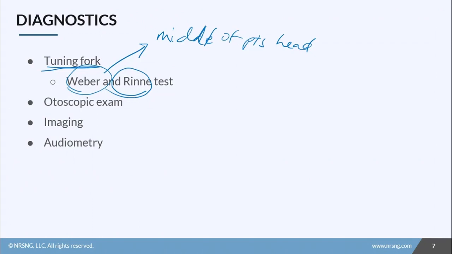When it's no longer heard, we move the tuning fork to in front of the pinna, and this tests the air conduction. The patient is again asked when the sound is no longer heard. Normally, sound is heard 2 to 3 times longer by air conduction than by bone conduction.